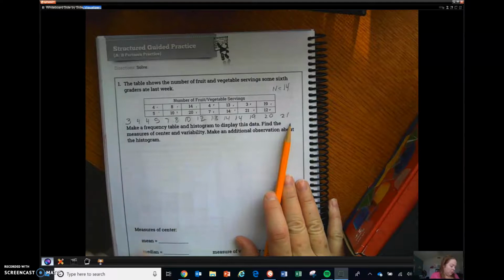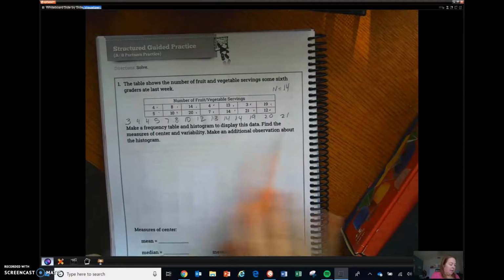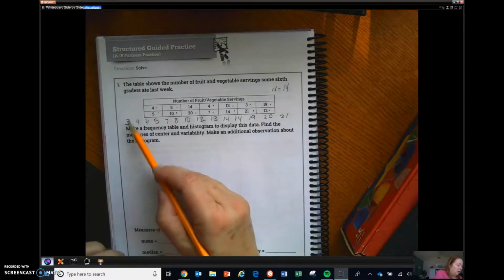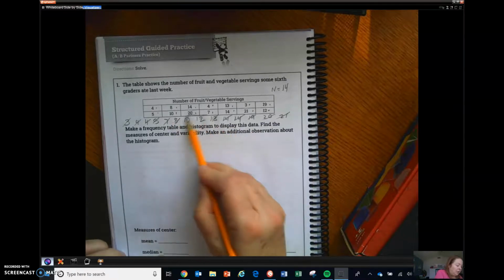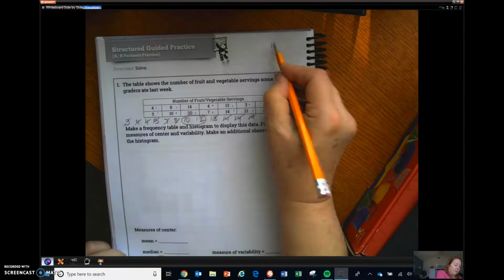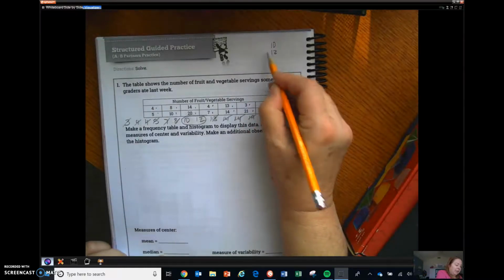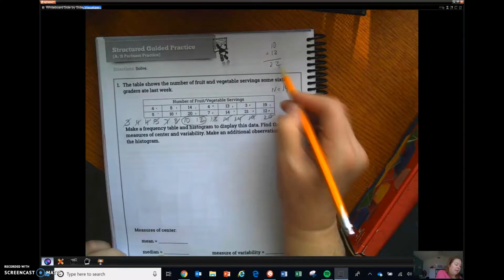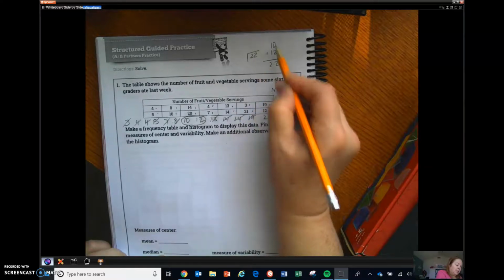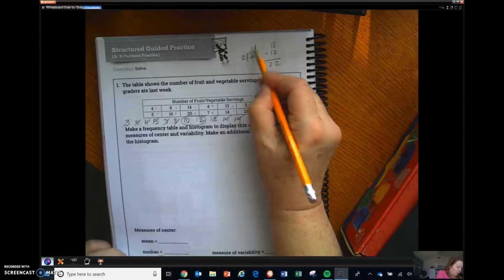So I'm just going to jump and do my median right now, since I have them all in order. So I'm going to go low, high, low, high, low, high, low, high, low, high, low, high. I have 2 left, so I'm going to find the average of those 2 by adding them together. 10 plus 12 is 22. Then divide by 2 because I have 2 numbers, 10 and 12. So my median, or my middle number, the average of those 2, is 11.